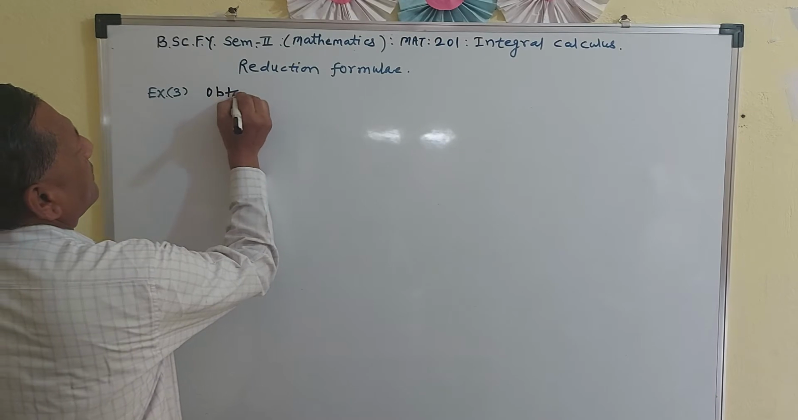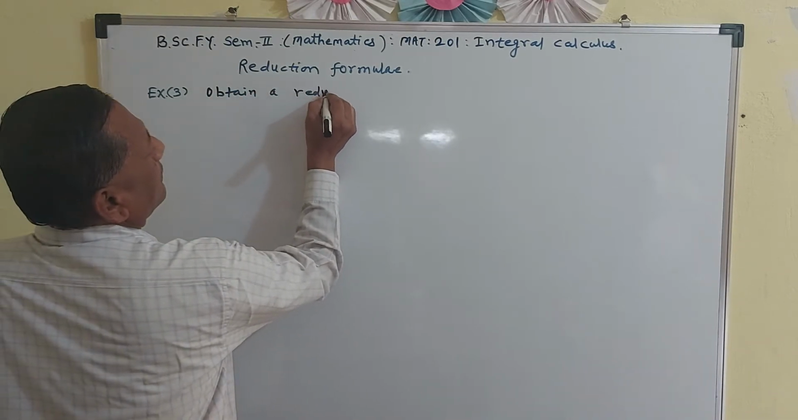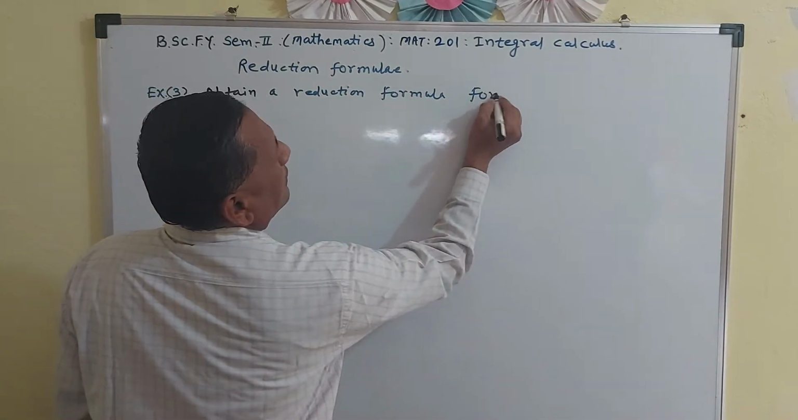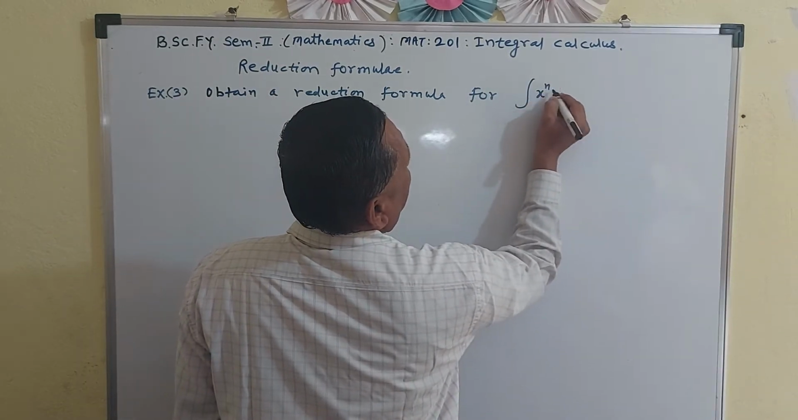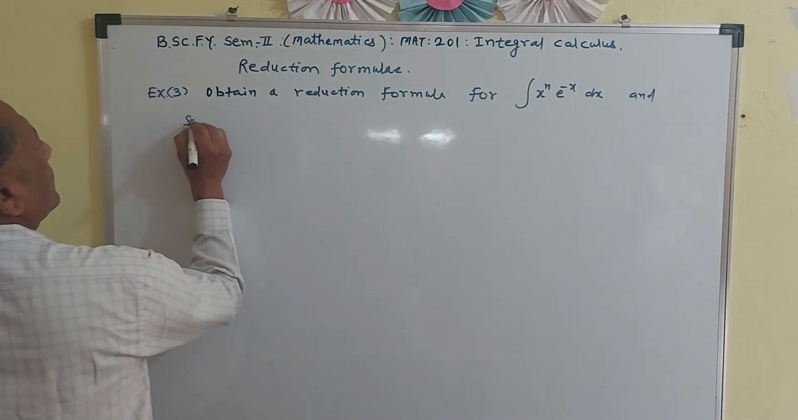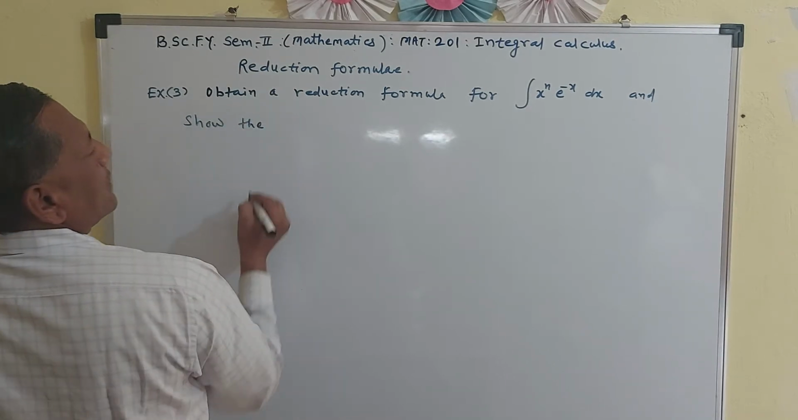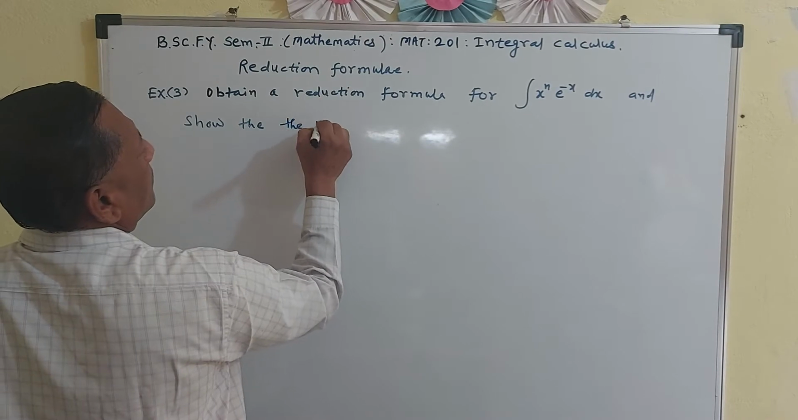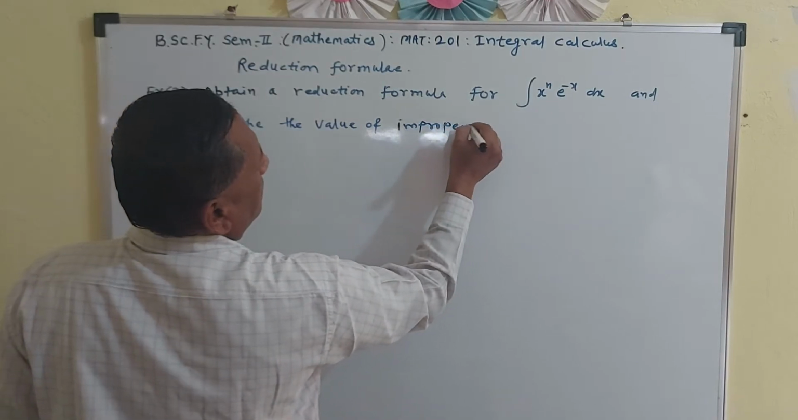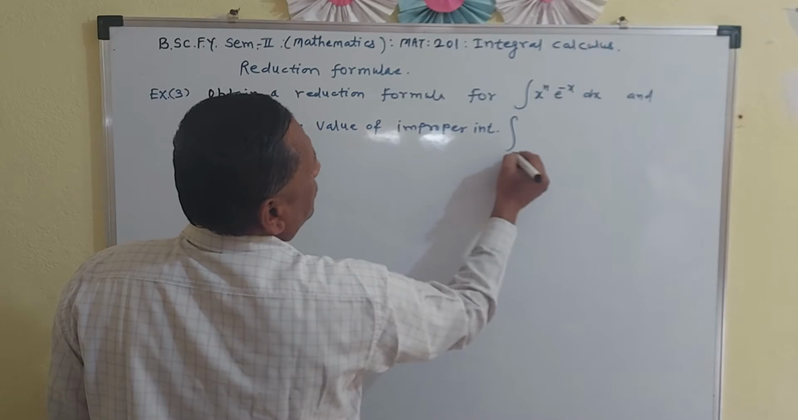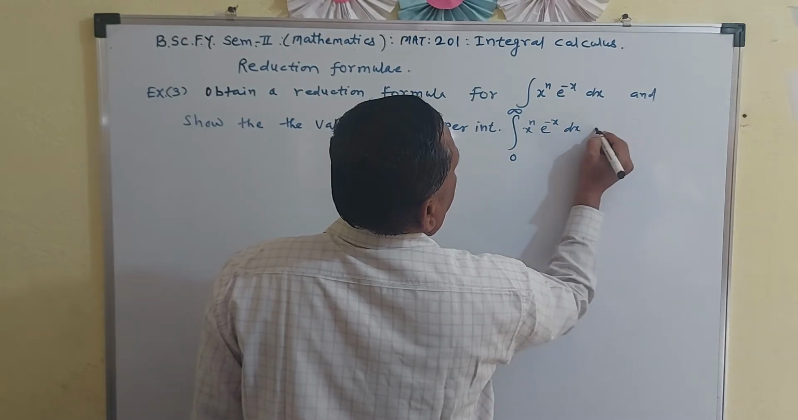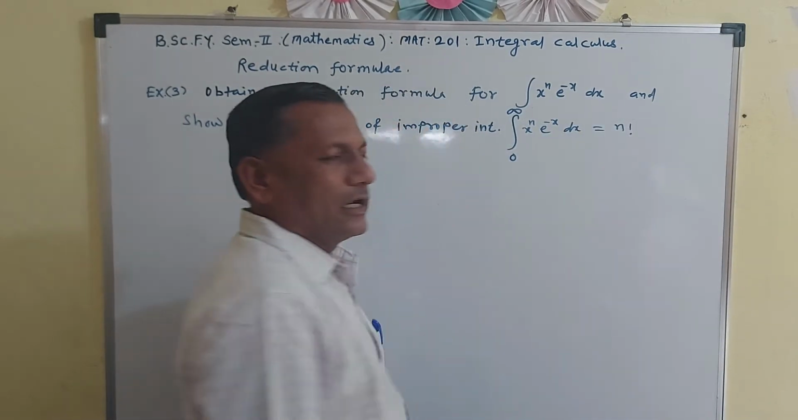Obtain a reduction formula for integration of x raised to n into e raised to minus x dx, and show that the value of the improper integral, integration going from 0 to infinity, x raised to n into e raised to minus x dx, is equal to n factorial.